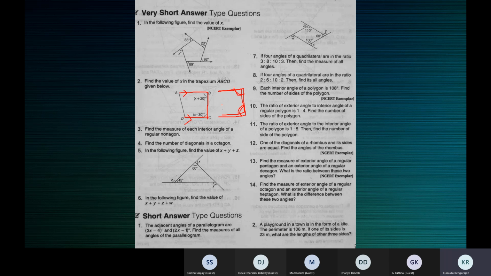What is the formula to find the number of diagonals in a polygon? n into (n minus 3) by 2, ma'am. Okay, fine. Try the third and fourth ones. Let's do the fifth and sixth one now. Try the fifth one. For the second one, the answer is 95 degrees.